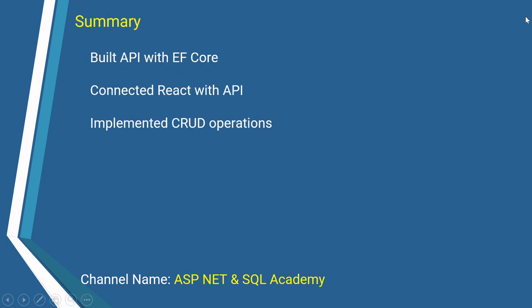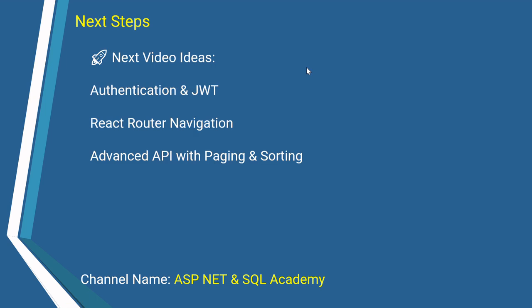In summary, you learned how to build a complete CRUD application with ASP.NET Core and React.js using EF Core as the database layer. In the next videos, we will dive into authentication, React Router, and advanced APIs with pagination and sorting.